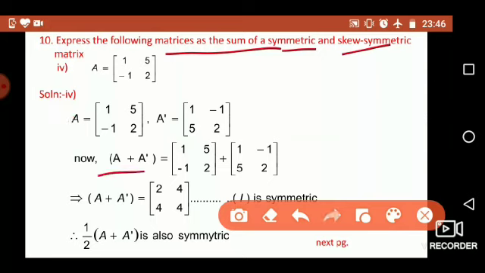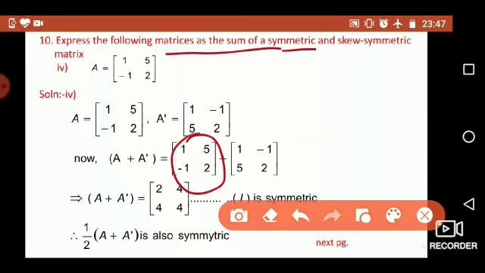Now to show the sum of a symmetric and skew symmetric matrix, you have to do three steps. First, let me find A plus A dash and show that it is symmetric. As per the theorem, A plus A dash is always a symmetric matrix.